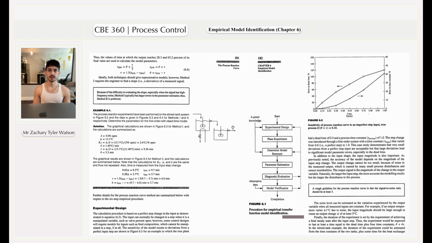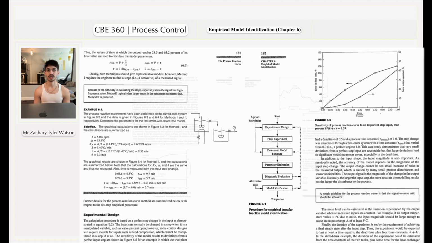Finally, the duration of the experiment is set by the requirement of achieving a final steady state after the input step. Thus, the experiment would be expected to at least last a time equal to the dead time plus 4 time constants, theta plus 4 times tau. In the stirred tank example, the duration of the experiment could be estimated from the time constants of the two tanks plus some time for the heat exchanger and sensor dynamics.